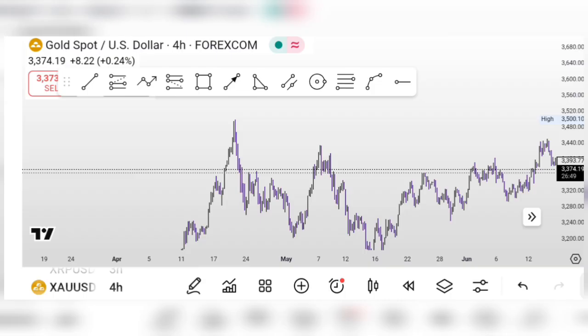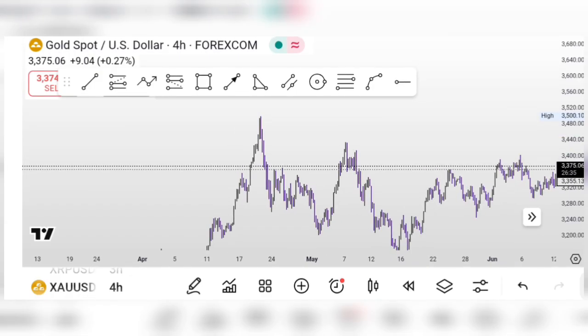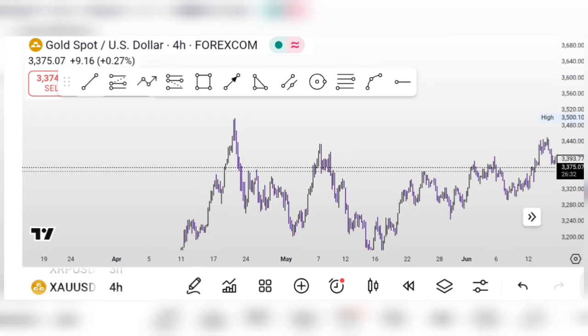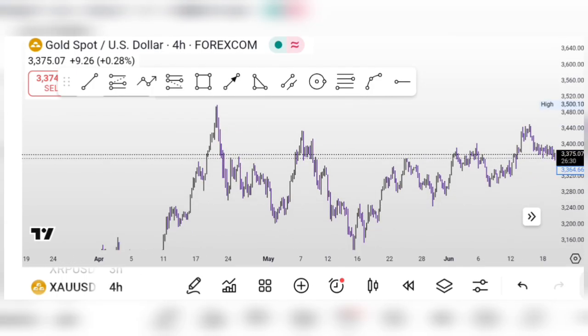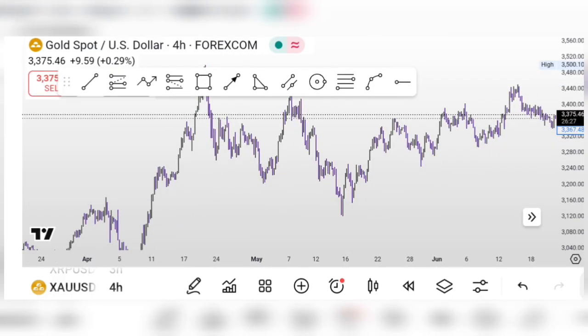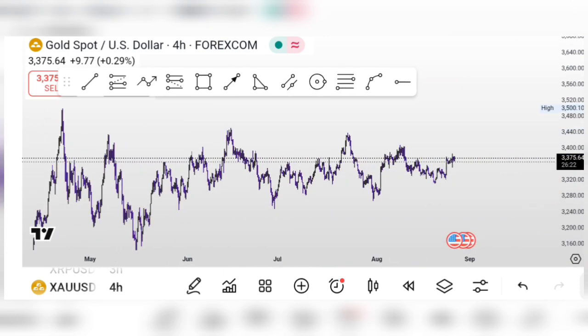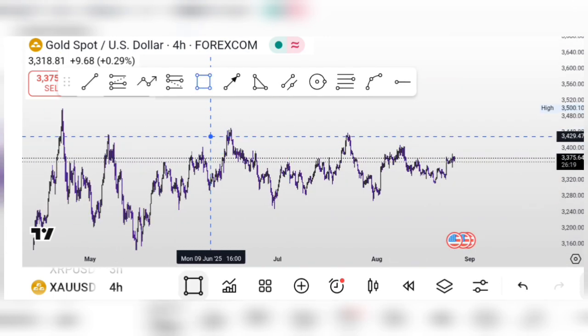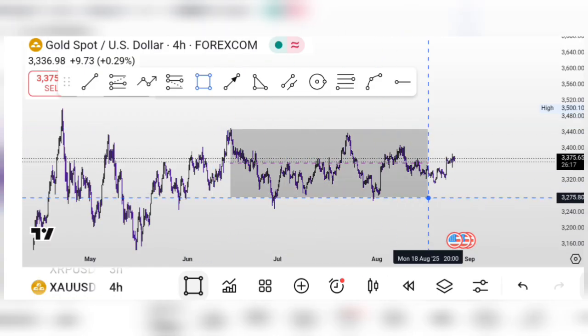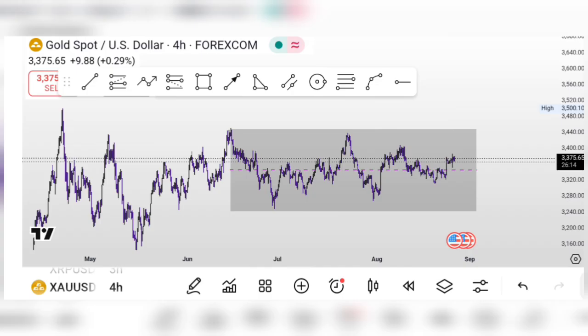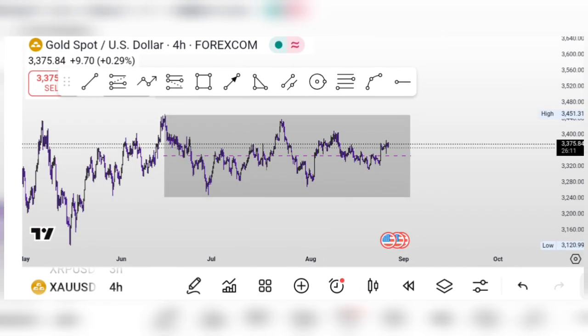People ask what is a range. Range is when the price moves sideways with no clear trend. Are you getting me? That is a ranging market. Let me show you on my chart here. From here to here, this is a ranging market. Hope you can see my screen.